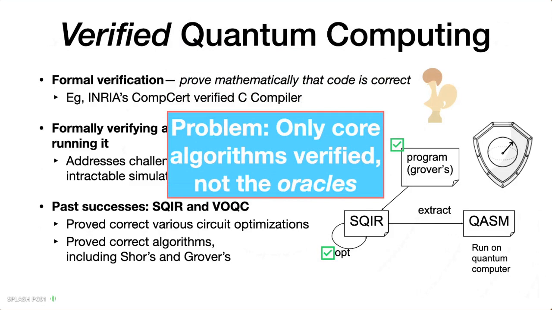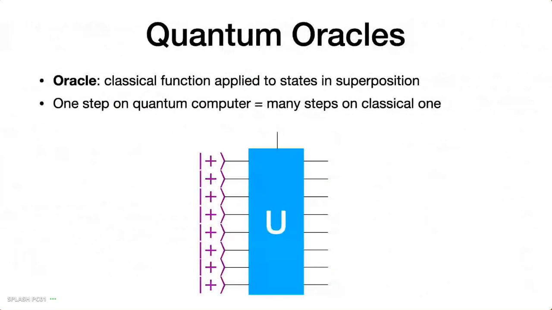The catch is, it turns out that for all of these accomplishments, we only looked at core algorithms and verified those. We didn't look at what are called the oracles, components of those algorithms. So an oracle, this is not the technical definition, but I think it's a convenient one, is basically the classical function that's applied to states in superposition, sort of at the core of that quantum algorithm. So I'm going to prepare my state at the beginning, and then I'm going to run it through some quantum fanciness with all those states in superposition. And the thing that I run it through is often a classical function, so this giant U here.